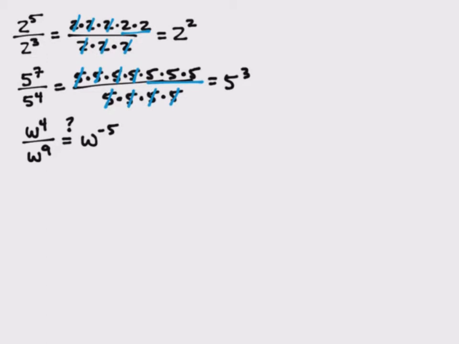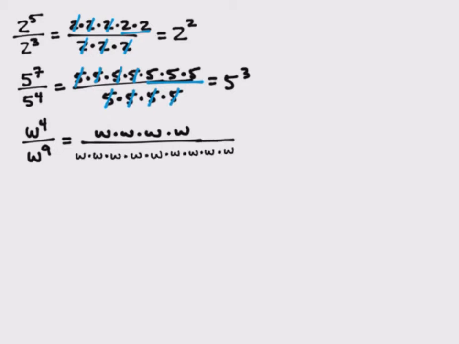All right, let's see what happens. Well, w to the 4th is w times w times w times w. And w to the 9th is w multiplied by itself 9 times. All right, I think we're ready to do some simplifying.